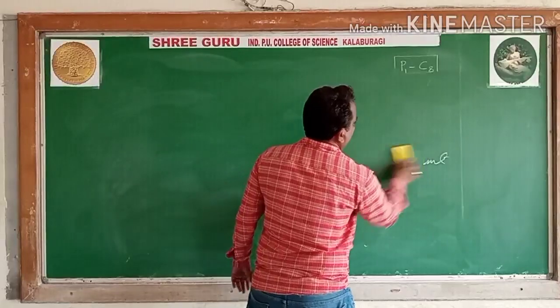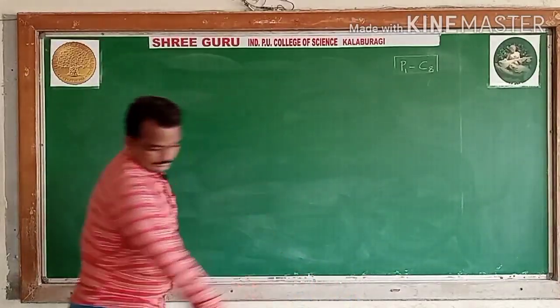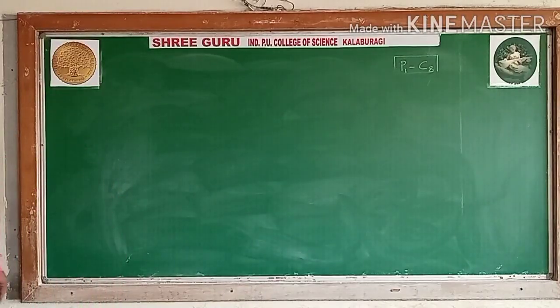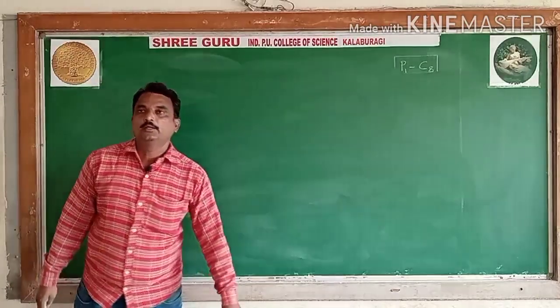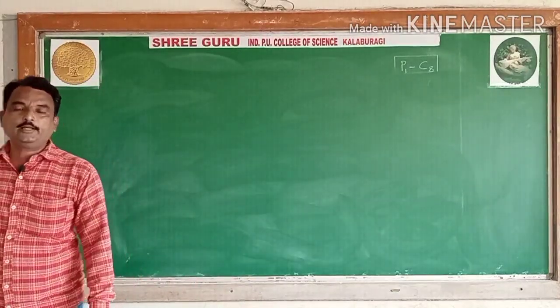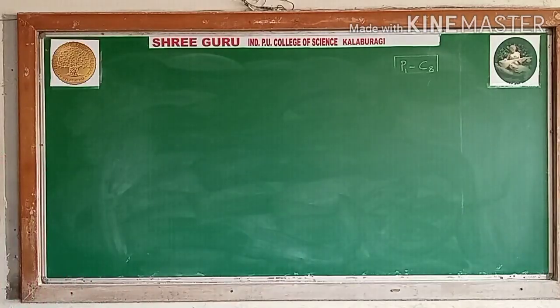Now come to some examples. With respect to the quadrants, one function will be given, and you have to calculate the other trigonometric functions. Now see, students, the first example.